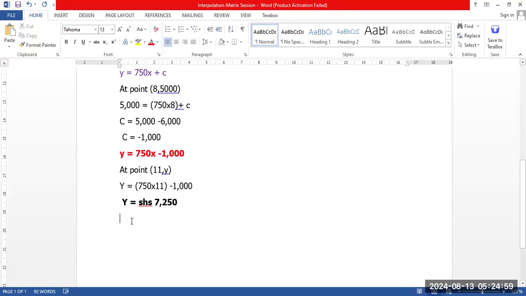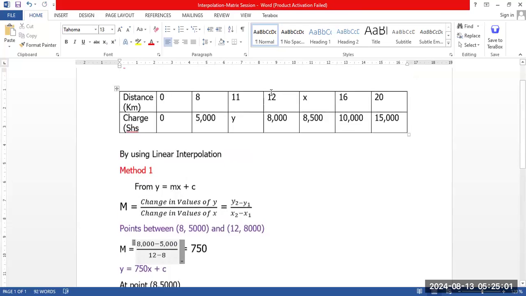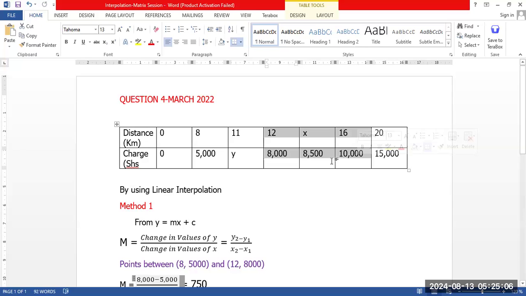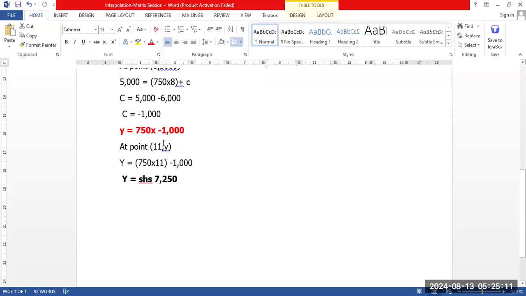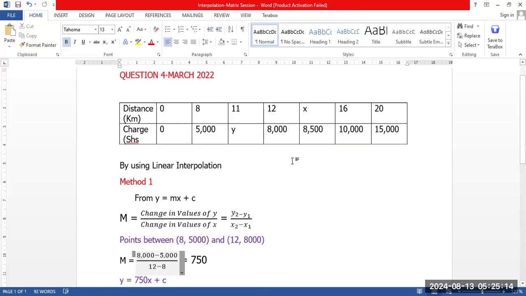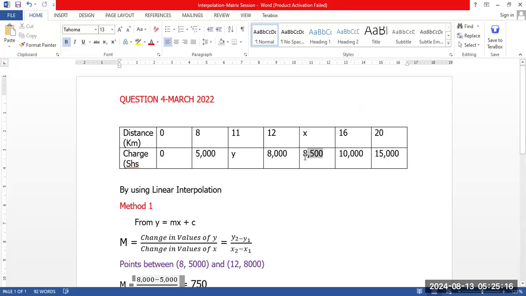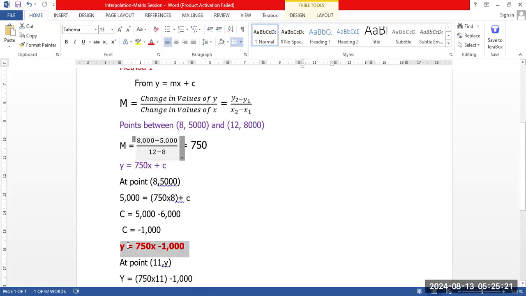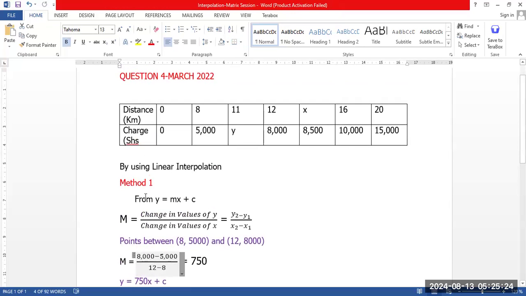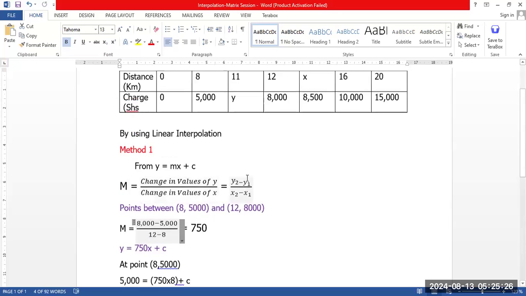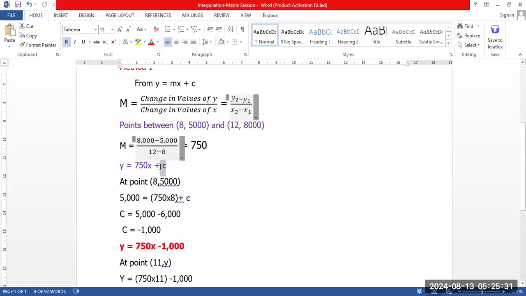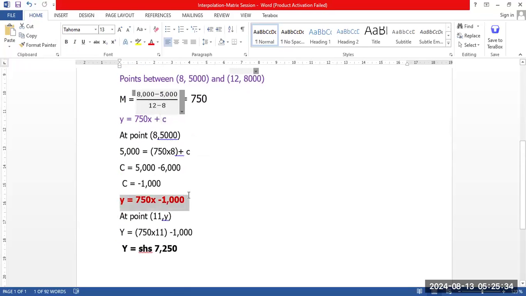Okay, another method. All you want to do, colleagues, is use the same method to get X. Just where you have Y, put 8,500, and then look for the value of X using this formula. But if you want to prove it, you get the gradient, and after getting the gradient, look for the constant C. You will still get the same formula.